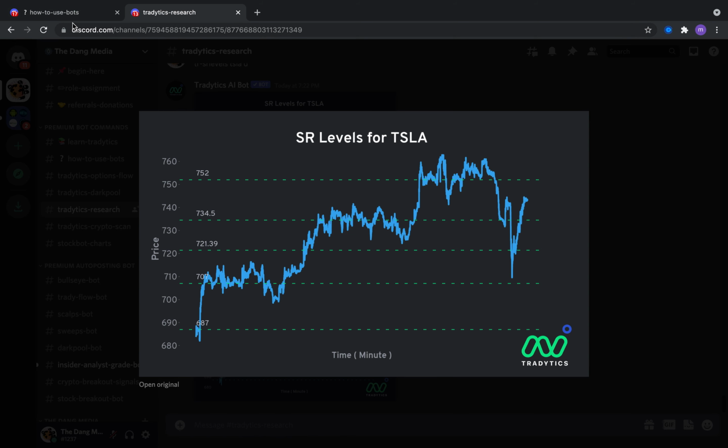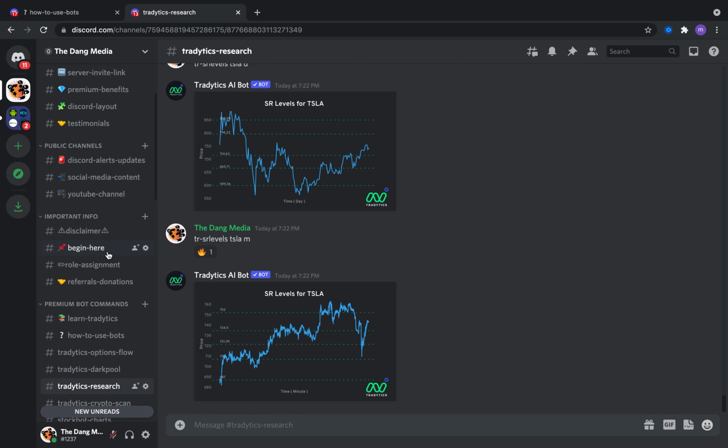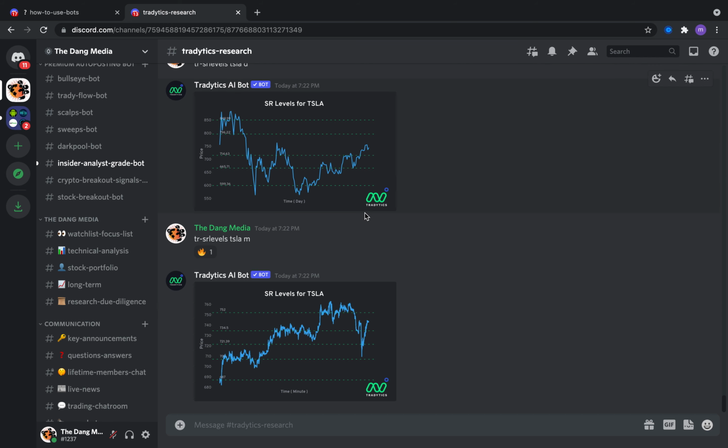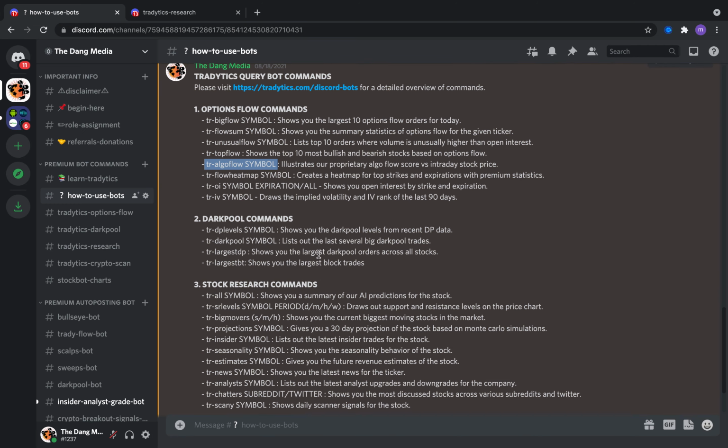So if you're not great with technical analysis, you can use this command to find your support and resistance levels, or you can also just go to the questions text channel, and then you can ask for a chart request from me, and then I will do a technical analysis for you. But if you're on the go or something and you need something quick, you can always use this to check it. So that's one of my favorite commands as well.